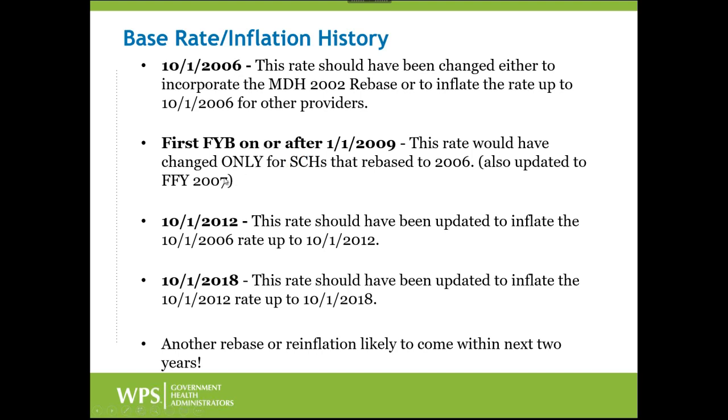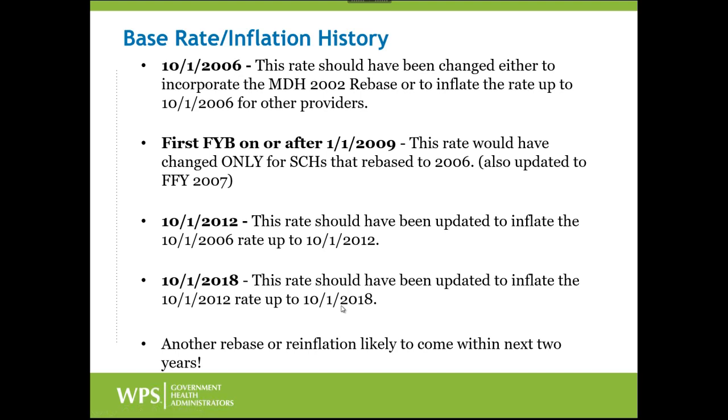That rate would have only changed for sole community hospitals that rebased to 2006, but at the same time, it updated the data to 2007 dollars to get it into a level playing field. That would have remained frozen until 10/1/12, and that would have been just a normal inflation to get everything up to 10/1/2012 dollars. The last one that we have at this point was 10/1/18, and I shouldn't say rebase, it was an inflation. The 10/1/12 rates were inflated forward to 10/1/2018.